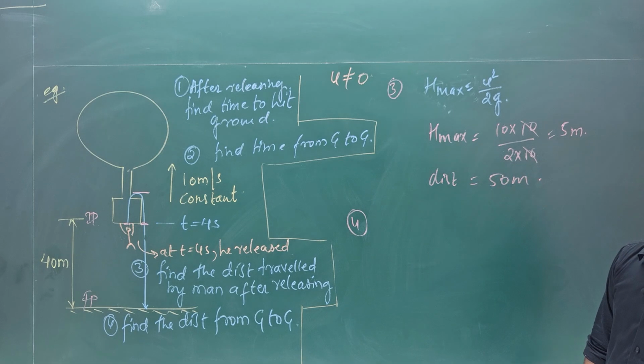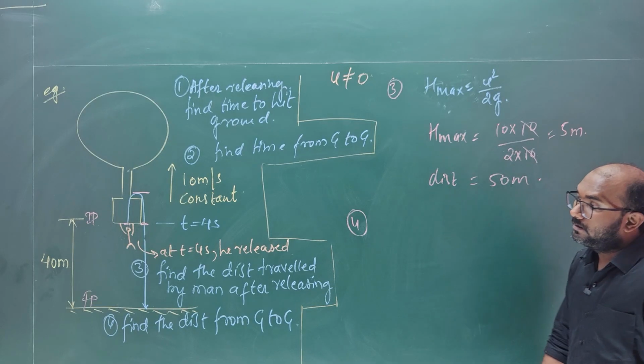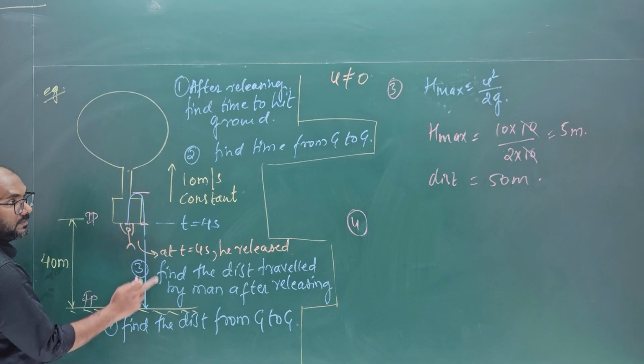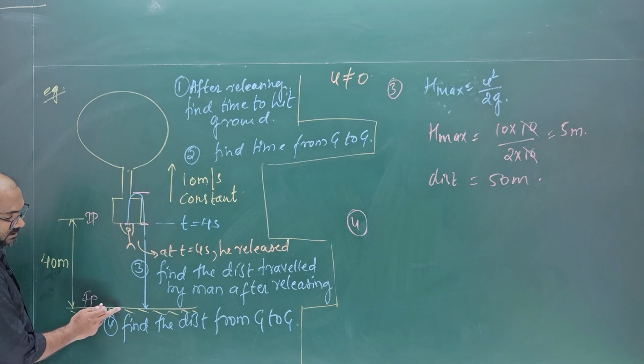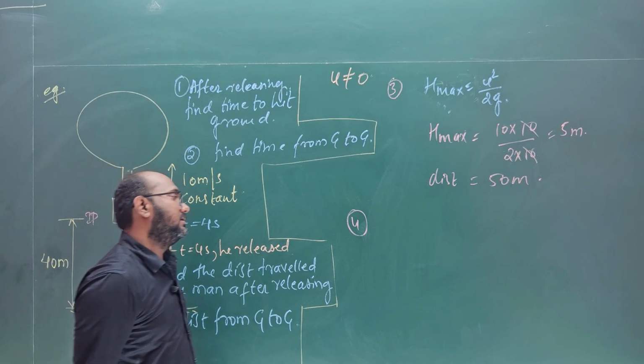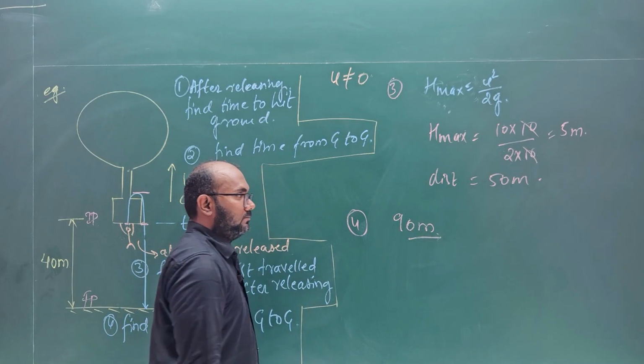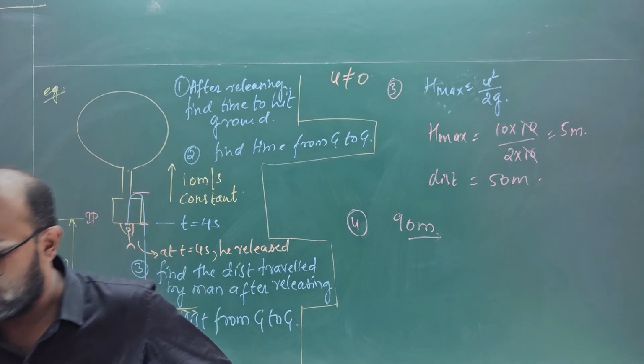Let us calculate the fourth answer. Find the distance from ground to ground. That one is very easy. Already from here to here is how much? Distance traveled 50. From here to here 40. Answer is 90 meters. Okay, write down and complete the answers.